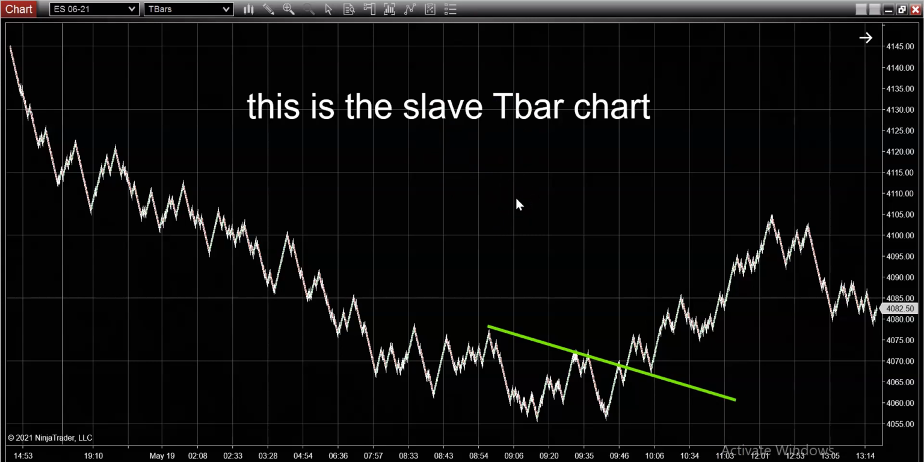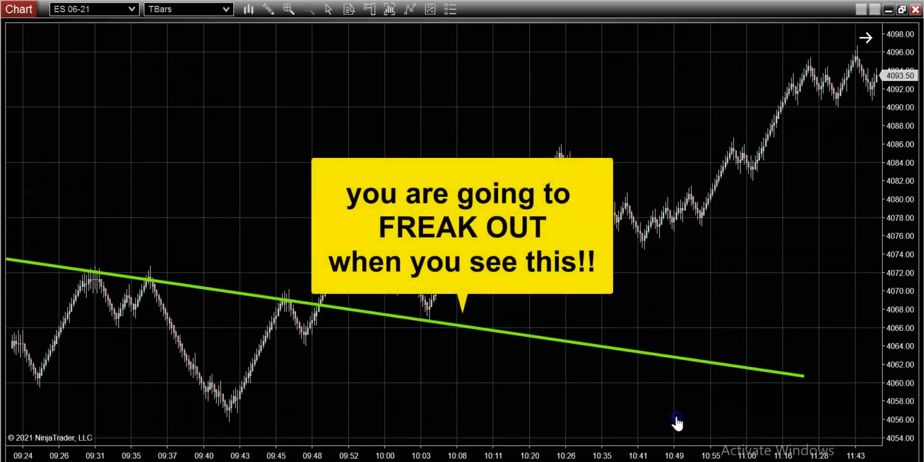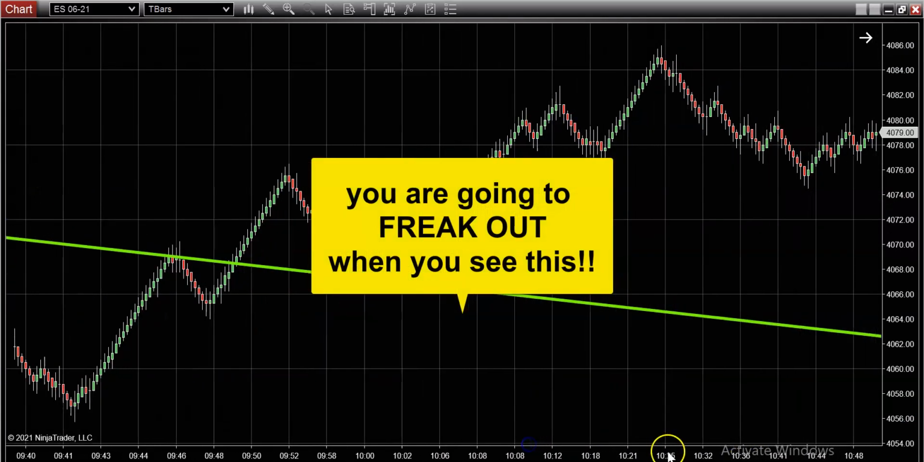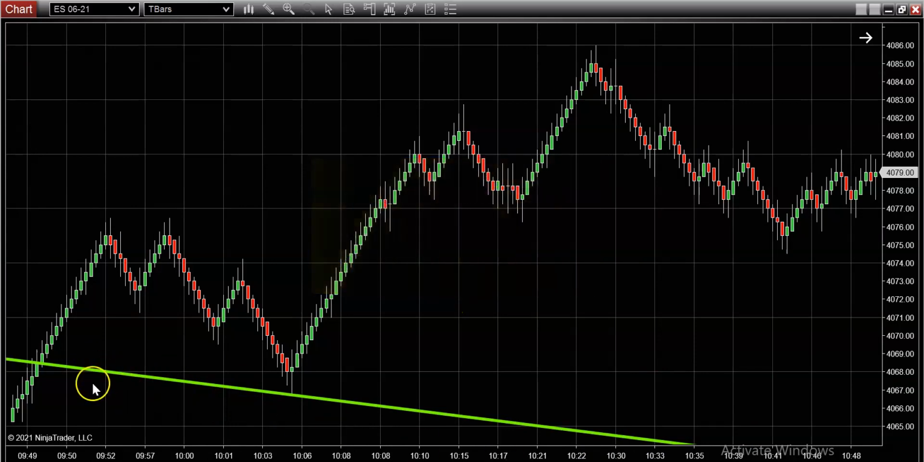Anyway, so now that we have our slave chart pretty much prepped and ready to go, we don't even need the master chart anymore, right? Because all of the master chart drawing objects are here for us to look at. So, moment of truth now, guys. Watch this, okay? Let's really zoom in here. So this is the master trend line, this big old string of green here. This is the master trend line.